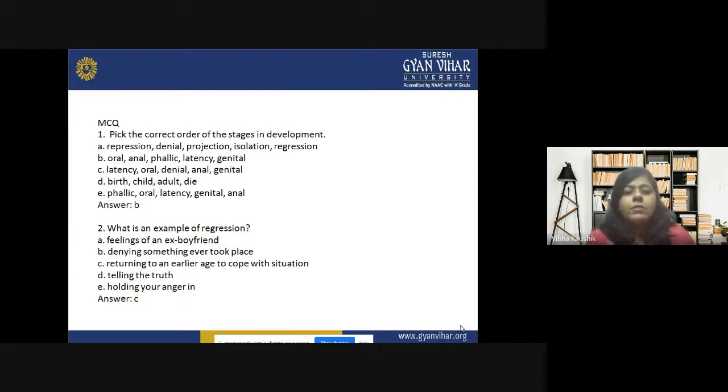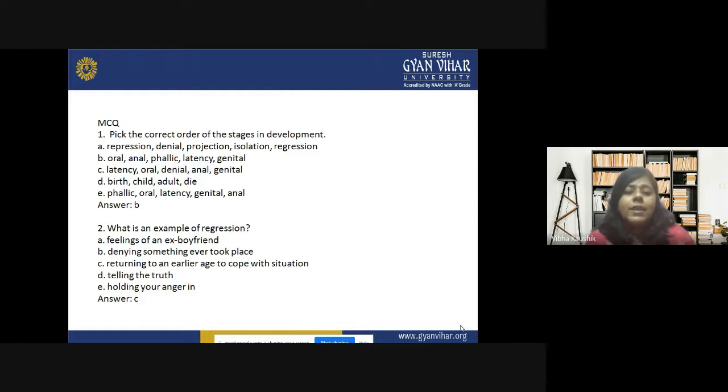The first one is repression, denial, projection, isolation, regression. The second one is oral, anal, phallic, latency, and genital. The third one is latency, oral, denial, anal, genital. D. Birth, child, adult, die. E. Phallic, oral, latency, genital, anal. So the correct answer is option B. That is, the correct order of the stages of development is oral, anal, phallic, latency, and genital.